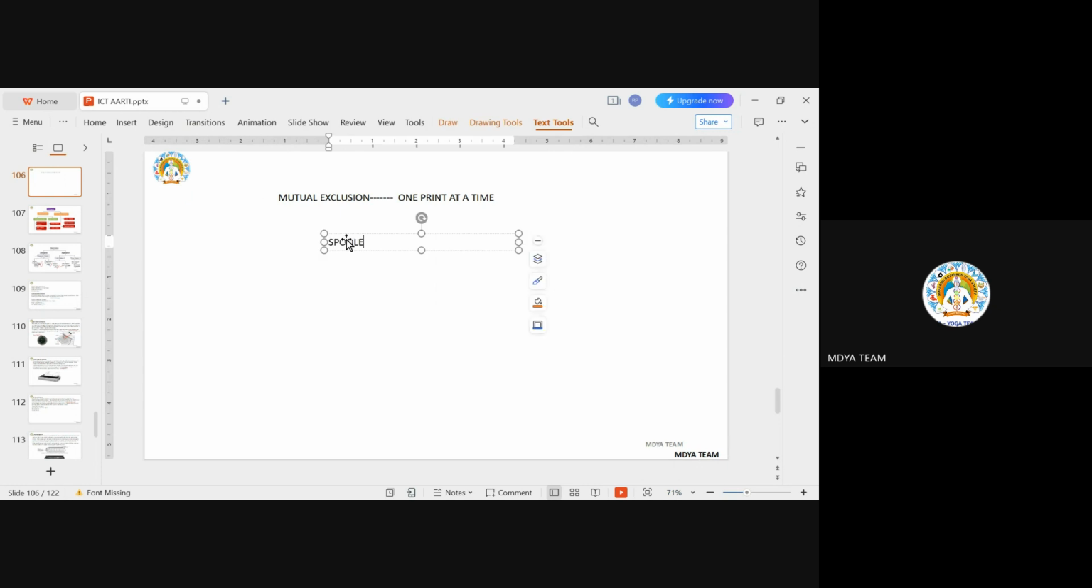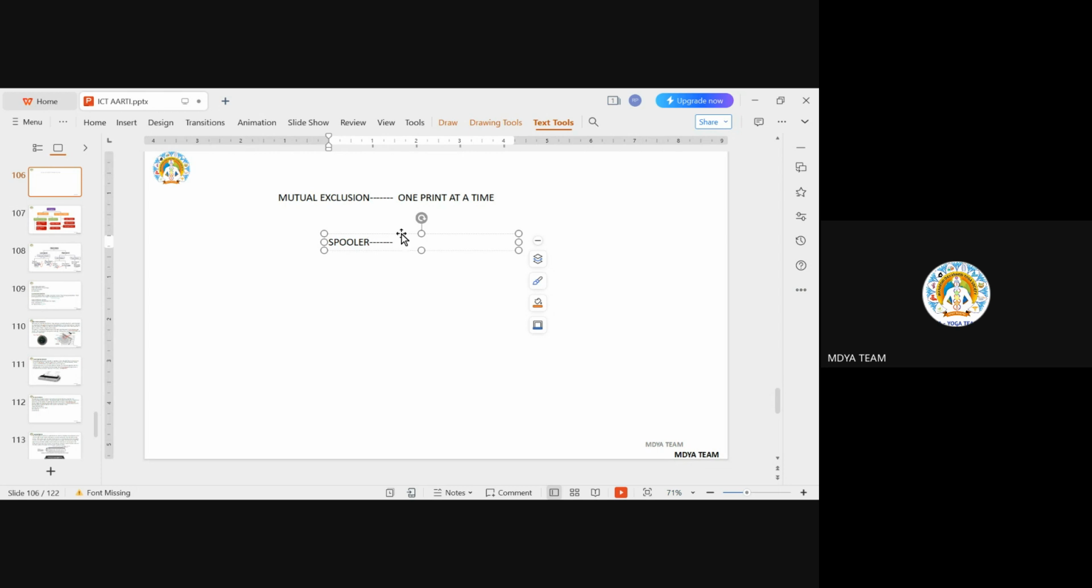Spooler. Spooler means, suppose you go to a cafe. There are so many PCs connected, but in the cafe there is only one printer. When four persons are present on four PCs, they give the command of printing, but the printer will give.